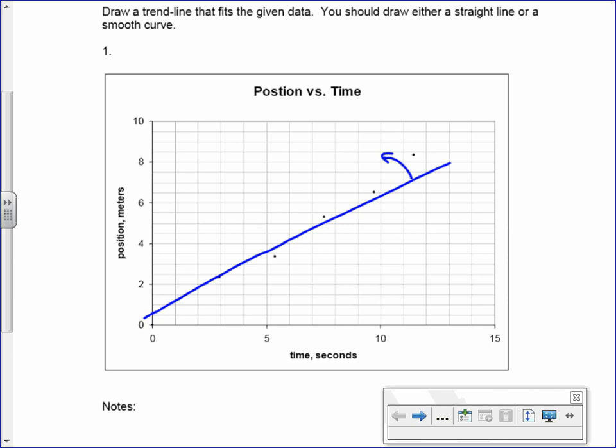Now, sometimes you might have to swing the other end down. This isn't too bad. I mean, you might swing that down a little bit, but it's this end over here that's not good, okay? Here's another one that I might give you.